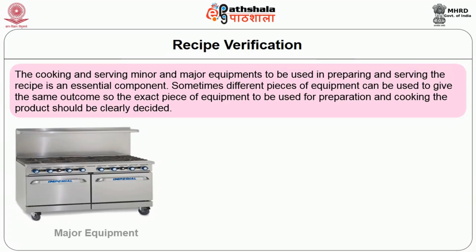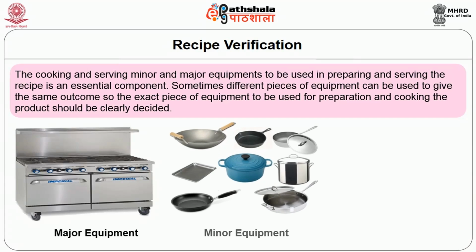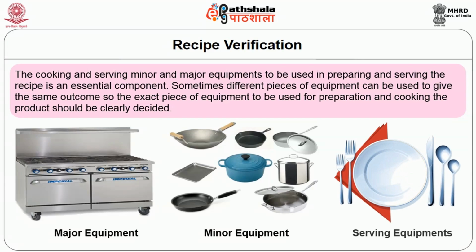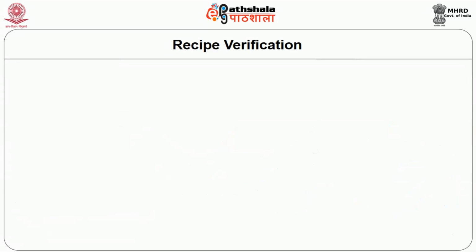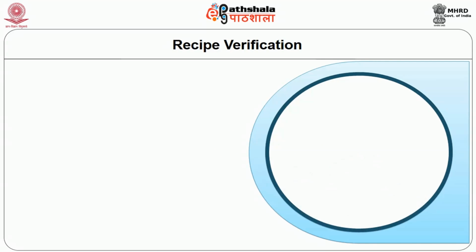The cooking and serving, minor and major equipment to be used in preparing and serving the recipe is an essential component. Sometimes different pieces of equipment can be used to give the same outcome, so the exact piece of equipment to be used for preparation and cooking the product should be clearly decided.